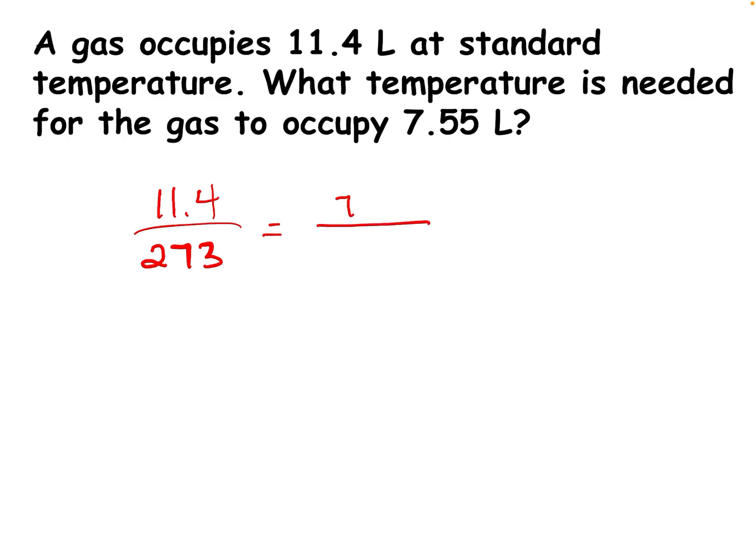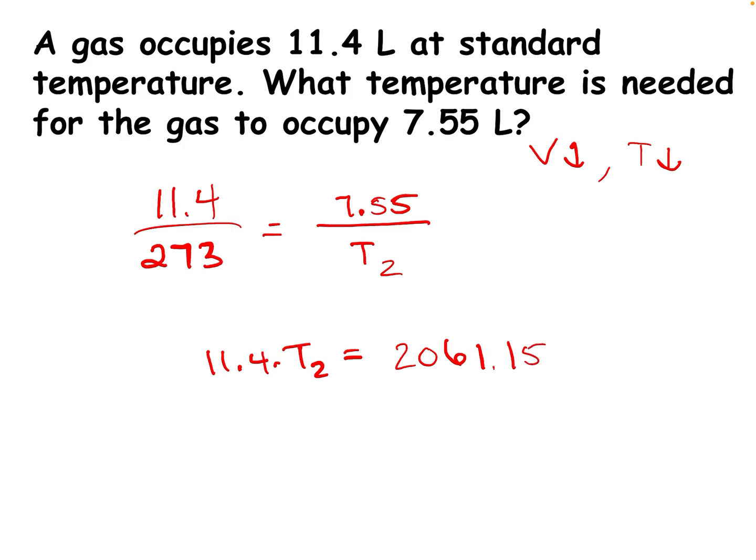And I've gone down to 7.55, so I don't know my new temperature. Notice that my volume has gone down, so we're looking for our temperature to also go down. So let's make sure that it does, because if it doesn't, something happened. So 11.4 times T2 equals 273 times 7.55, which is 2061.15. So let's divide both sides by 11.4.